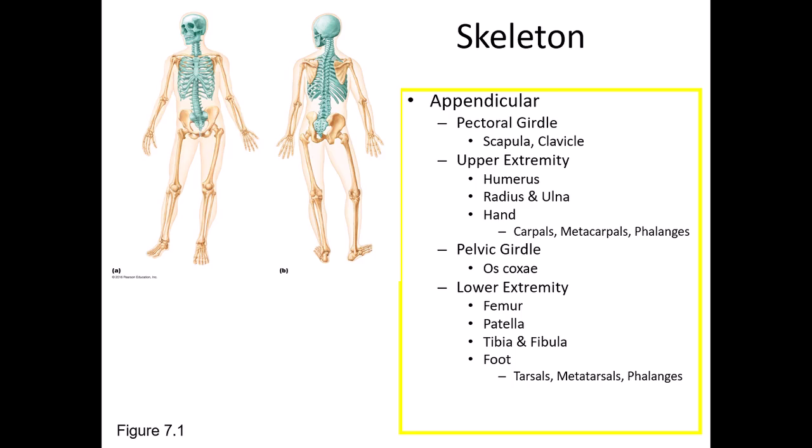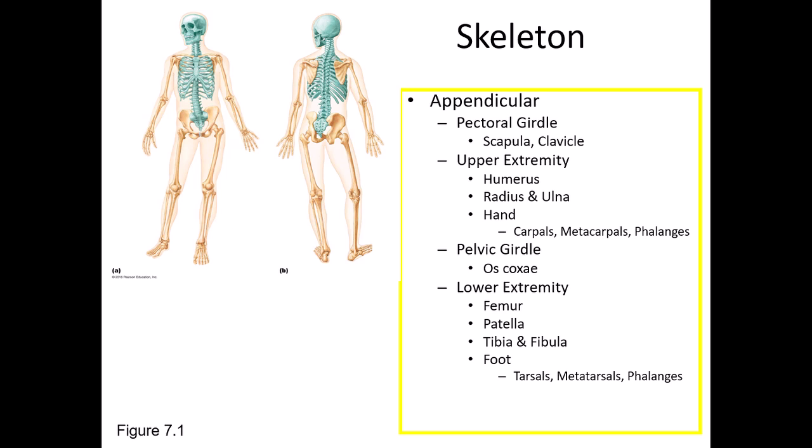Upper extremity has three components to it: the arm, which contains the humerus, that's the part from shoulder to elbow; the forearm, which contains radius and ulna, that's the part from elbow to wrist; and then the hand, which contains the carpals, metacarpals, and phalanges, the three types of bones in our hand.